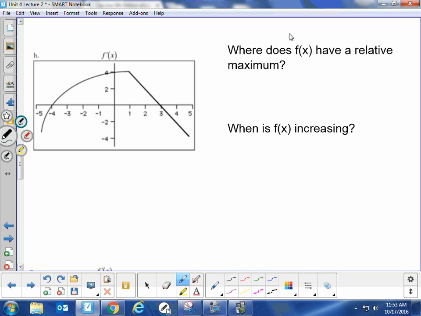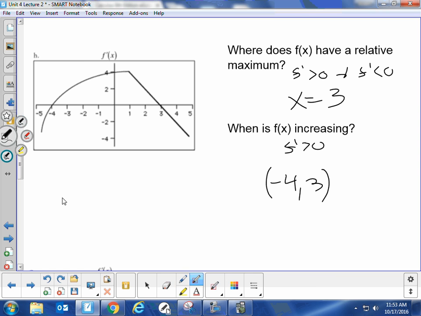You can just literally say f is going to have a max when f prime goes from positive values to negative values, right? Where does f prime go from positive values to negative values? At 3. Right? I don't need a number line for that. When is f increasing? Well, we know that's when f prime is positive. When's f prime positive? -4 to 3. Okay? Can be confirmed if you just created this if you wanted to.